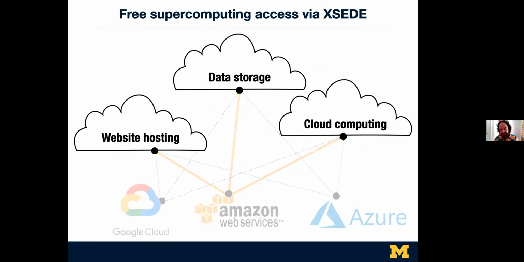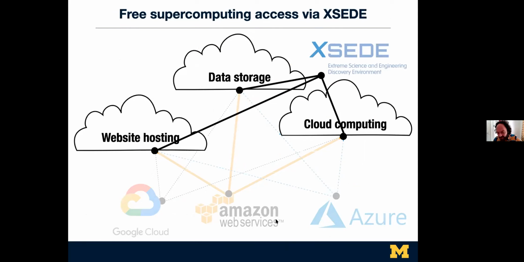Okay, so back to the space. I think I was just talking to you about Amazon Web Services. This is a cloud computing company. They want to make money. They're a business. Money's hard to come by in science, in academic science.